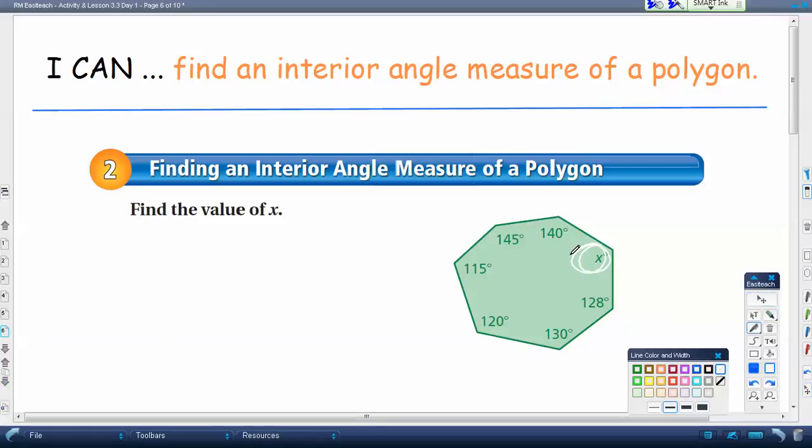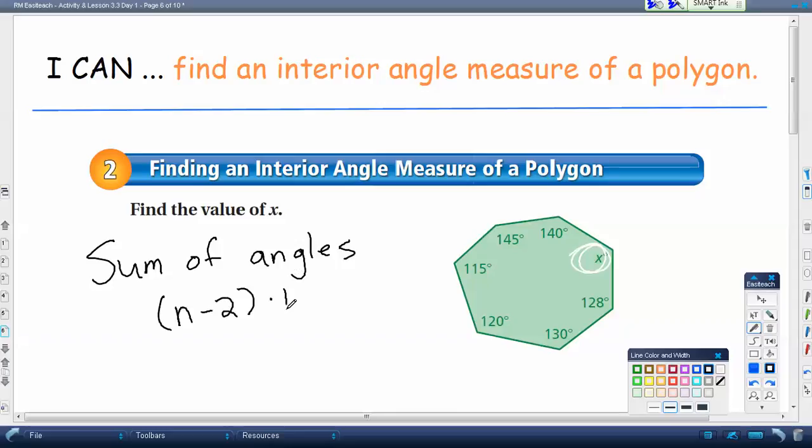Well, similar to what we've done with triangles, right? We knew triangles always added up to 180 degrees. Well, that's not true for this figure, but I can figure out what the sum is supposed to be. What is it supposed to add up to? So first I want to figure out what is the sum of all of the angles. That's the first thing I'm going to take a look at, and I'm going to use that formula, the number of sides minus 2 multiplied by 180. That will tell me the total, okay?